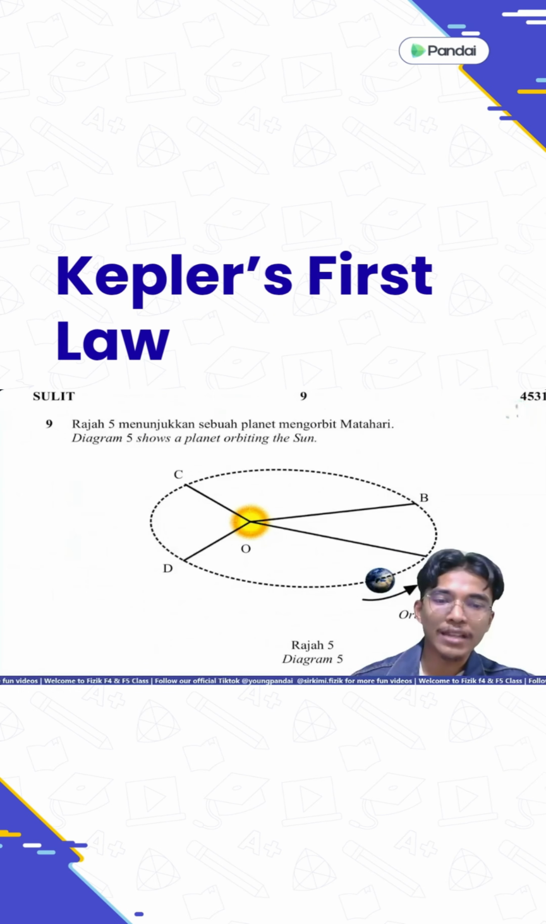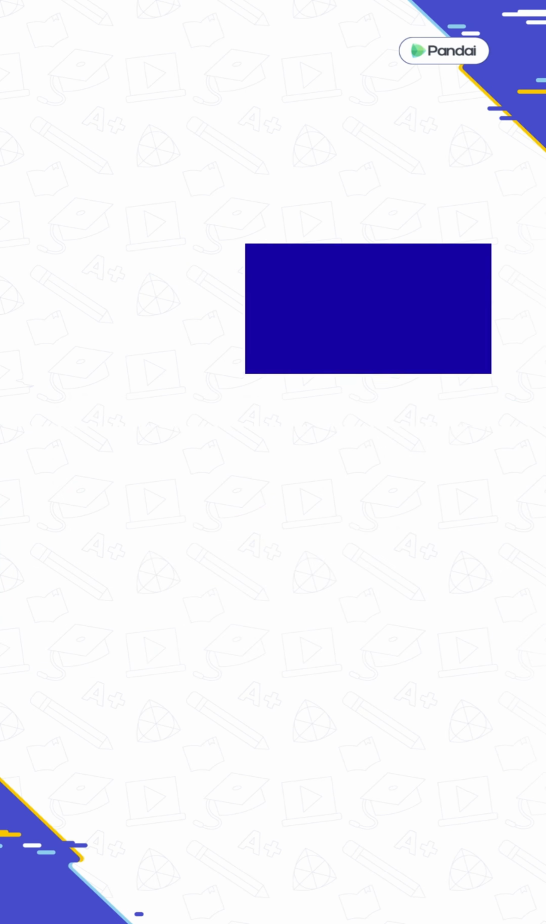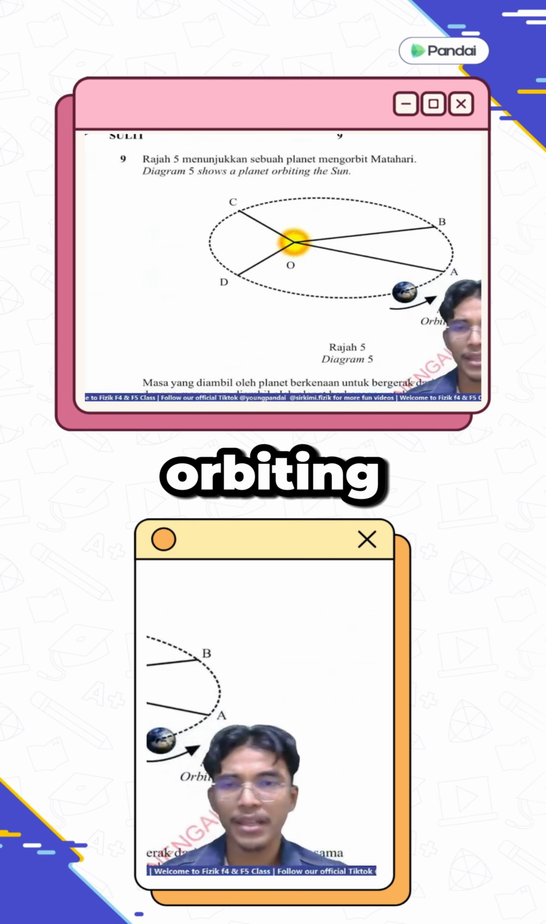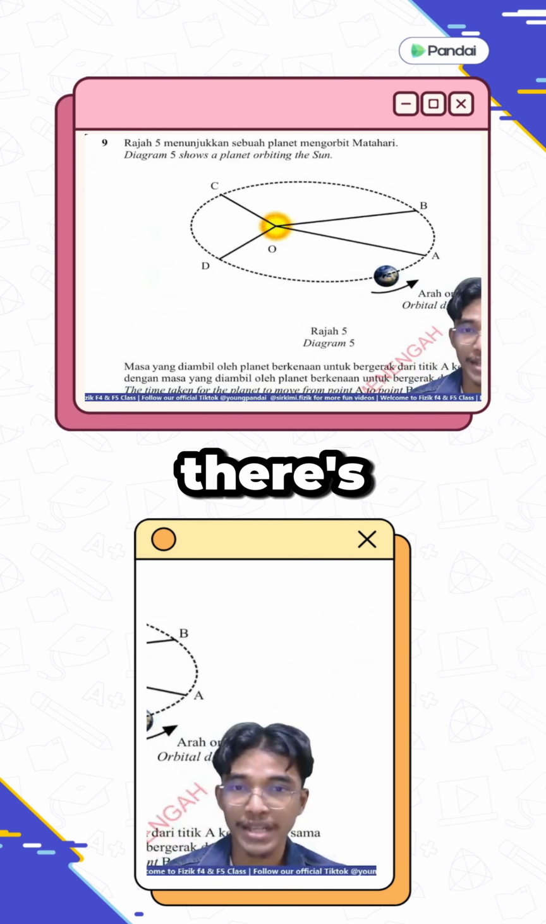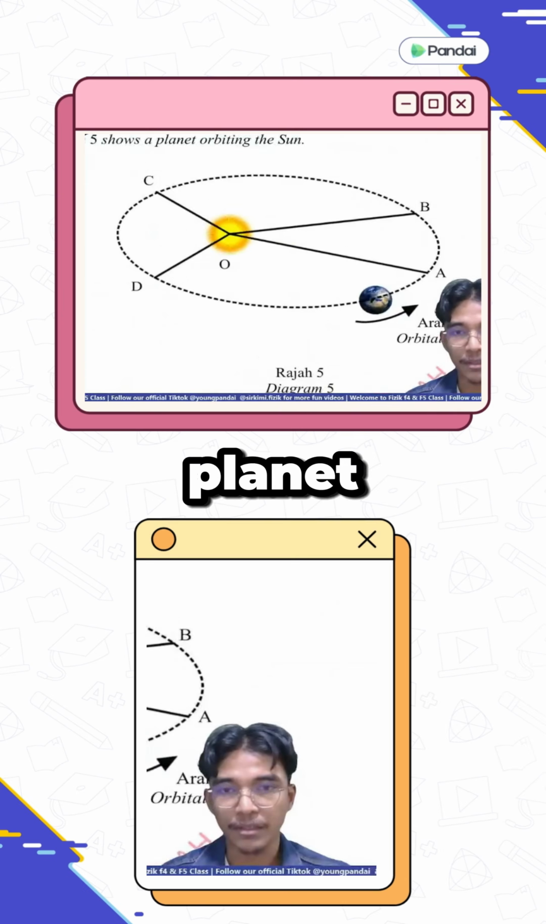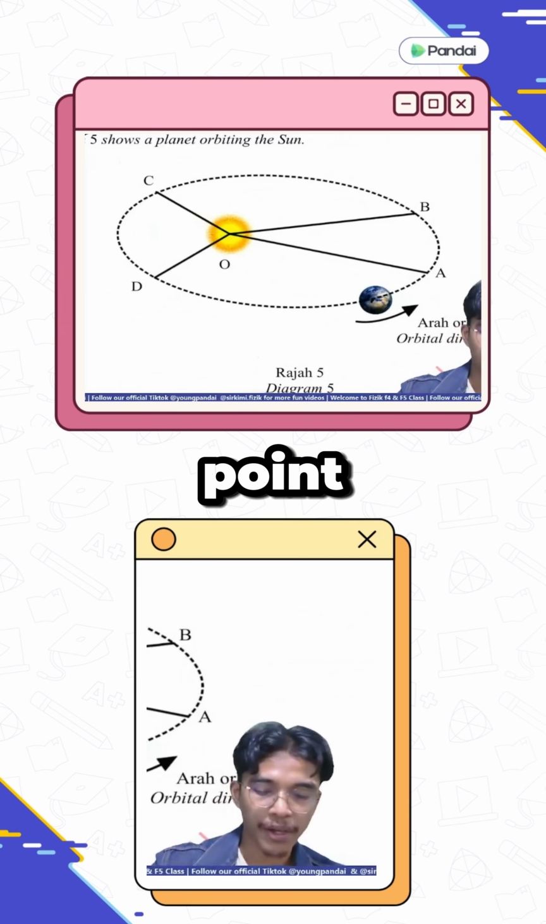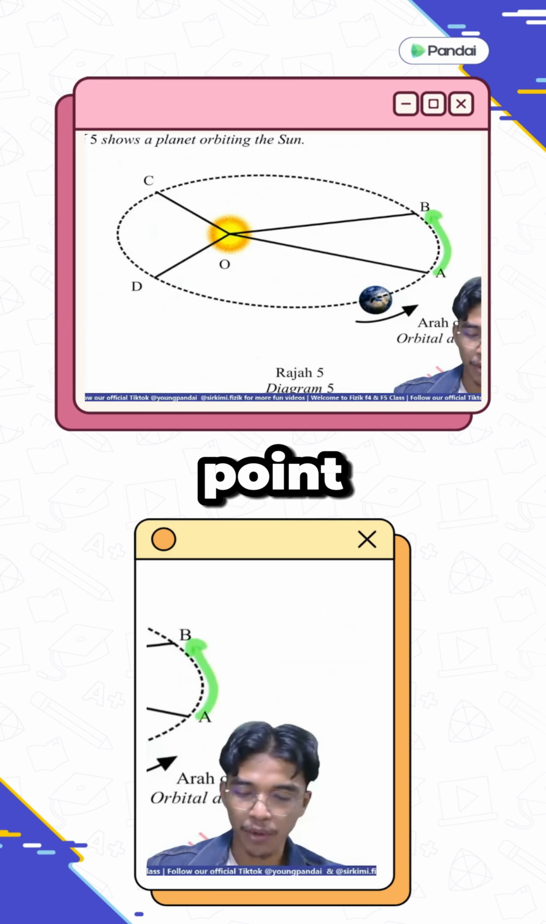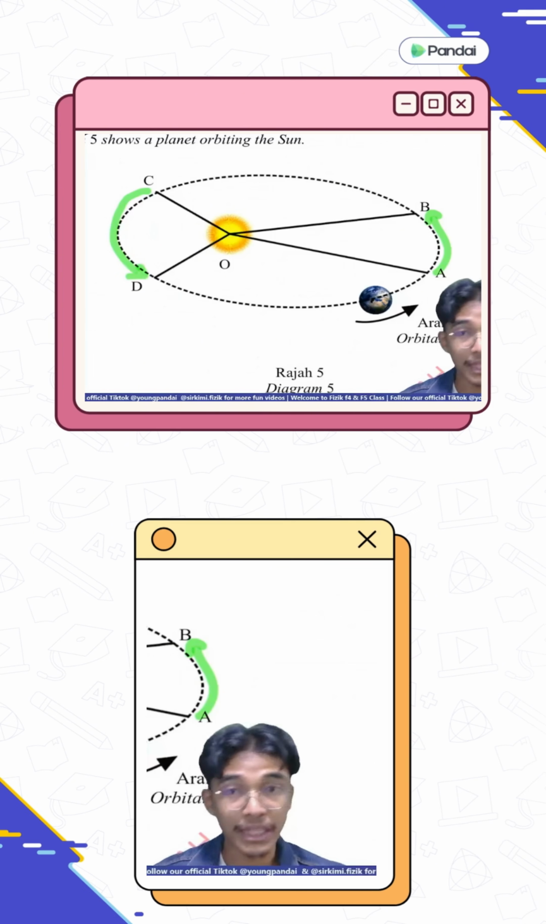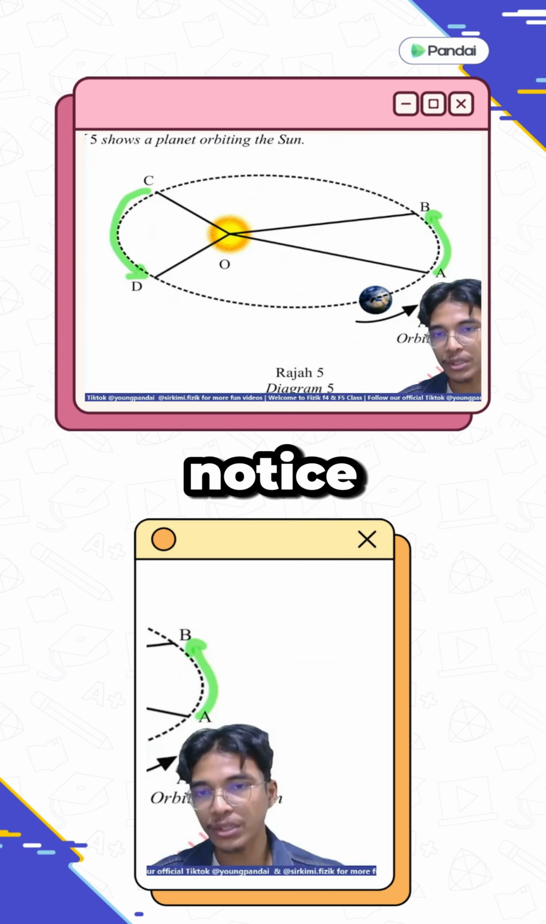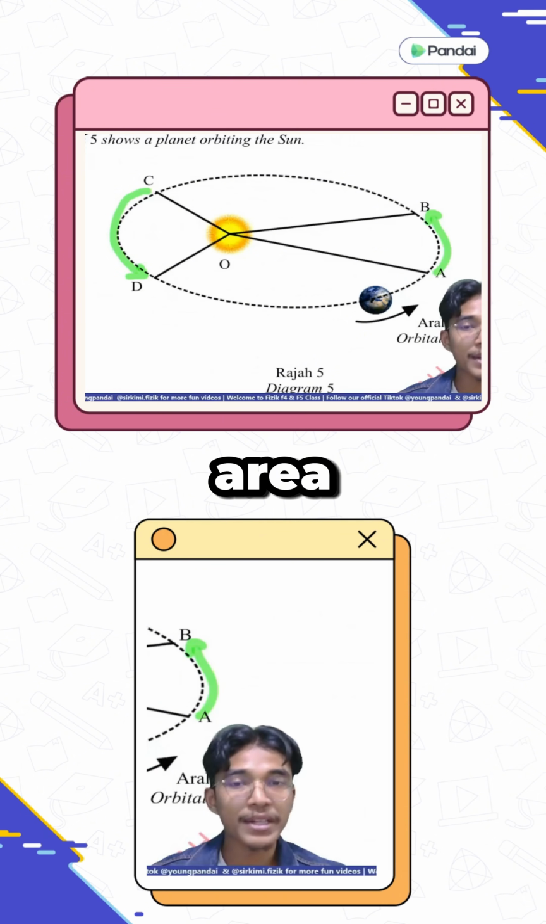Now let's look at this question number 9 here. We have the diagram 5 shows a planet orbiting the sun. Okay, so here there's a visualization of a planet that is moving from point A to point B and then from point C to point D. And somehow you can notice that there is an area covered by it.